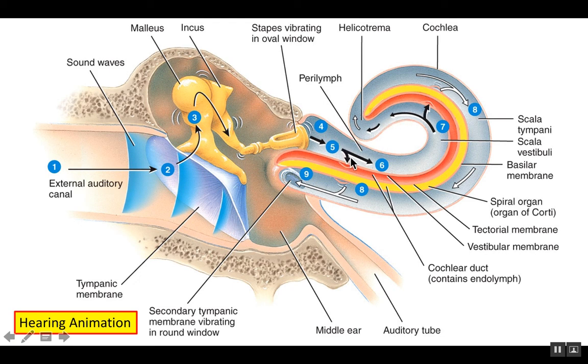As these waves get forced into the cochlea, it disrupts a membrane in the central part of the cochlea. Within this central part of the cochlea are sensory neurons found in the spiral organ, or organ of Corti. That stimulates neurons that are then transmitted to the brain for interpretation. But again, I will refer you to the animation to help clarify this process.